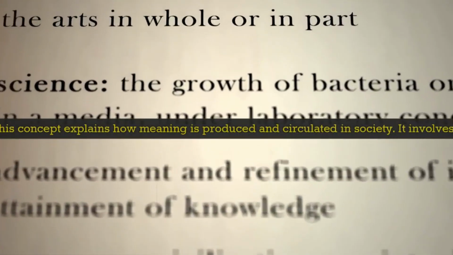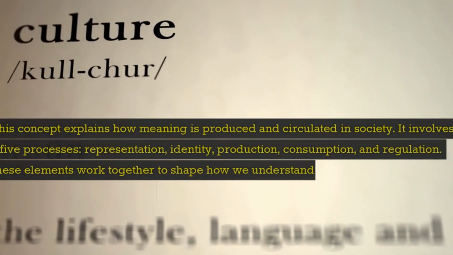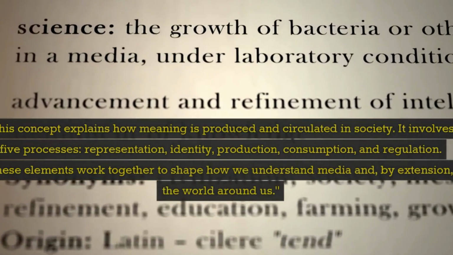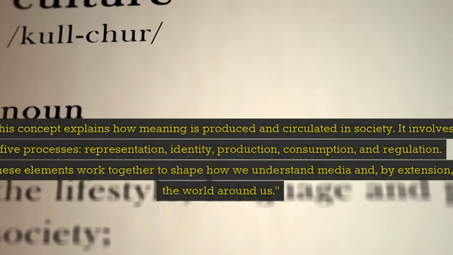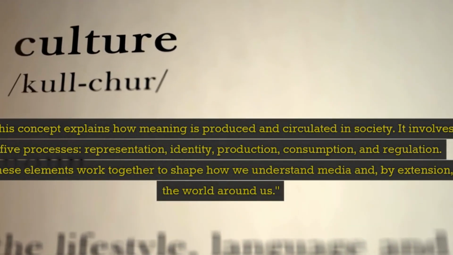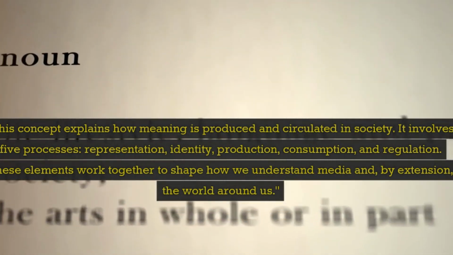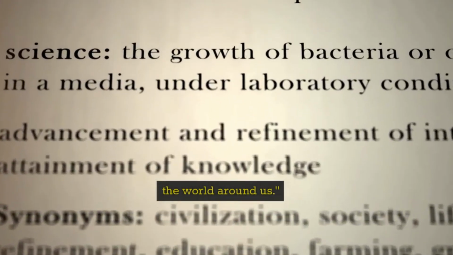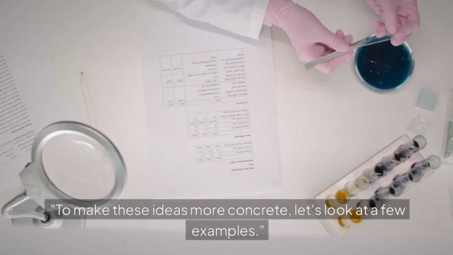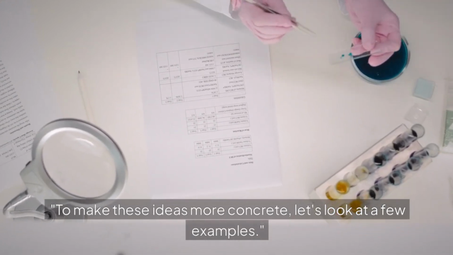This concept explains how meaning is produced and circulated in society. It involves five processes: representation, identity, production, consumption, and regulation. These elements work together to shape how we understand media and, by extension, the world around us. To make these ideas more concrete, let's look at a few examples.